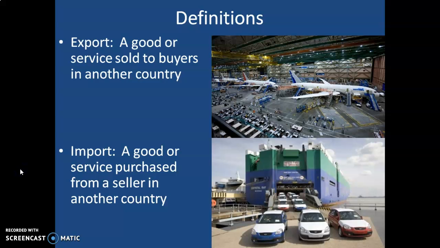And then, of course, an import is a good or a service that is purchased from a seller in another country. One of our biggest imports, as I'm sure you are aware, are automobiles. So here you see a bunch of cars coming off the ship to make their way to car dealers in the United States. So we do import a lot of cars from overseas.